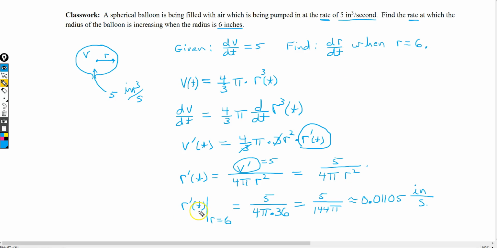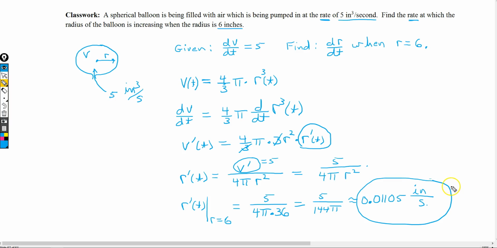And so our radius is then going to have units of inches, so dr/dt will have units of inches per second. And if you were to keep track of all your units as you were going through this, you would see inches per second coming out. We just didn't keep track of all of them. And that's our answer.